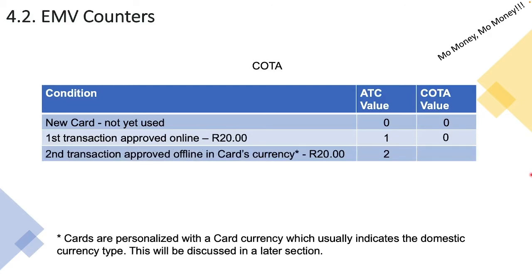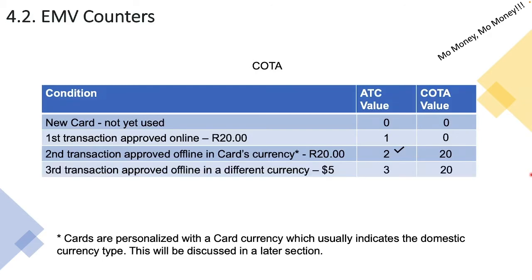The second transaction is approved offline in the card's currency. Okay, so cards are personalized with the card currency, which is usually the domestic currency type, and we'll discuss it a bit more in a later section. But for this particular transaction, the ATC value is going to increment to 2. Okay, and because it was an offline transaction and it was in the card's currency, we will now count it as part of the COTA. So the COTA value now goes to 20.